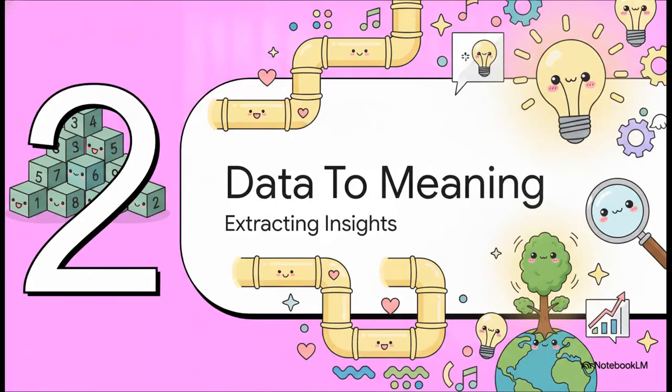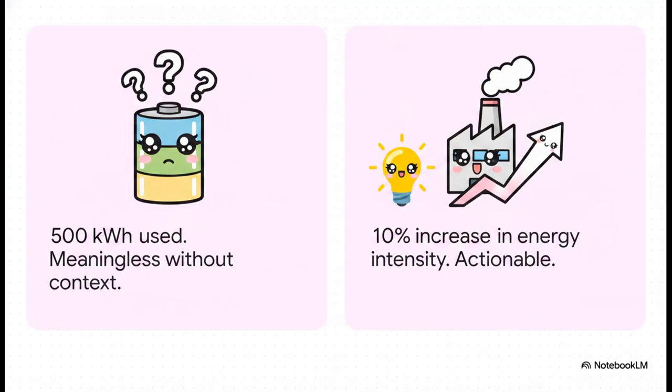Moving right along to Section 2, from raw data to meaning. This right here is where the magic happens, transitioning from the chore of collecting to the strategic advantage of analyzing. Think about a raw data point, like 500 kilowatt hours of electricity used. Without any context, that means absolutely nothing. Is it good, bad? Who knows? But if we normalize that data relative to a production output, we might uncover an analyzed insight, like a 10% increase in energy intensity per unit manufactured. Suddenly, we have actionable meaning. We know we're becoming less efficient, and we know exactly what processes we need to investigate.